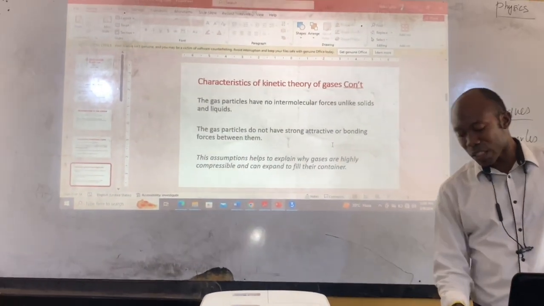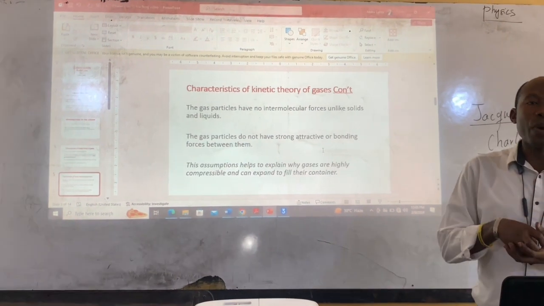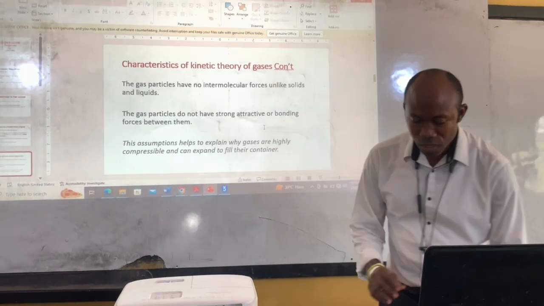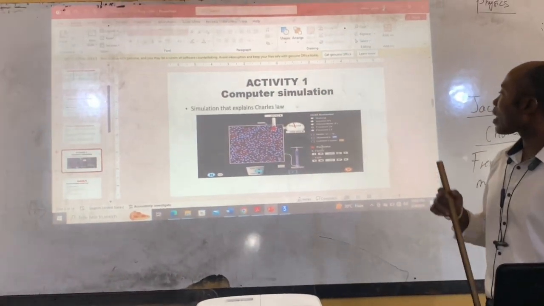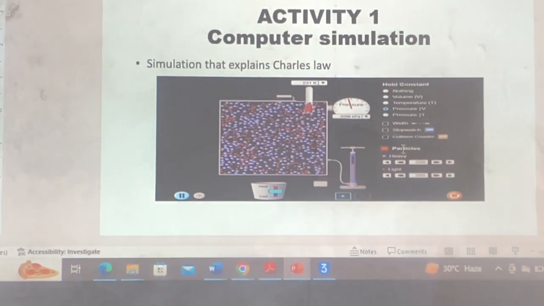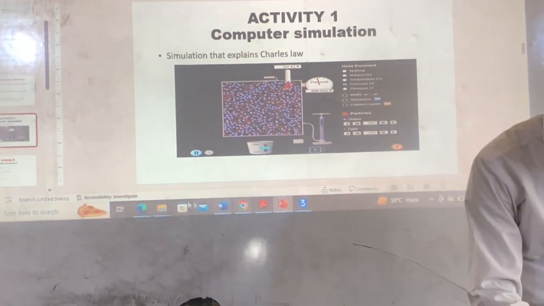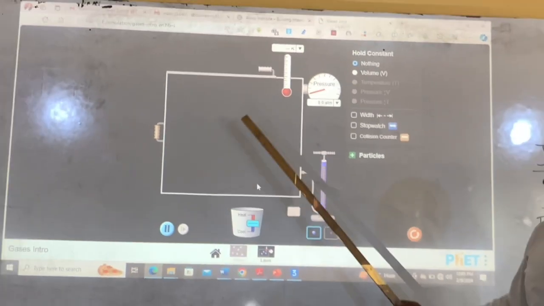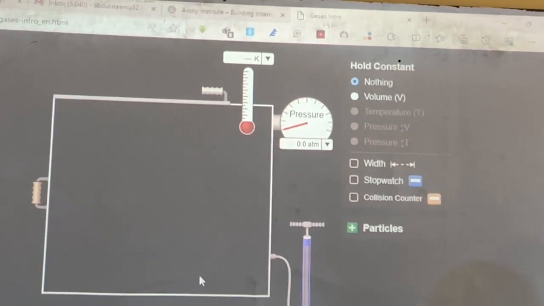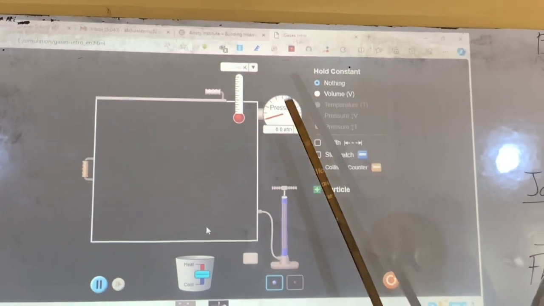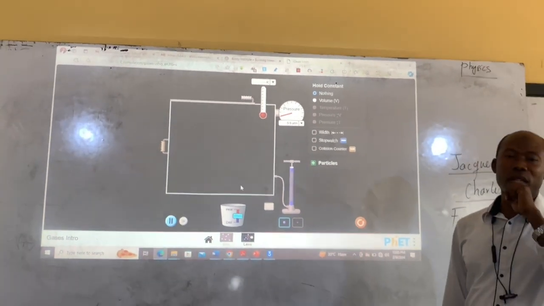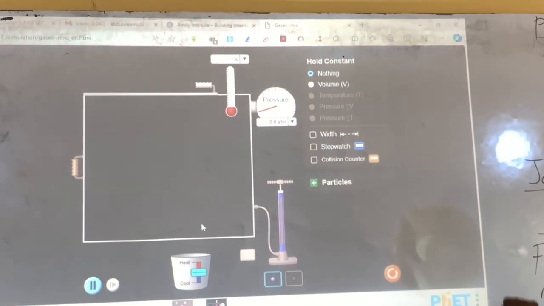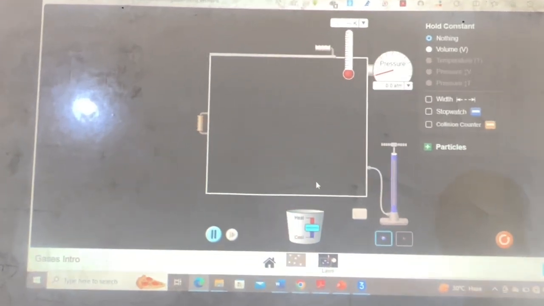So in a nutshell, the assumption is that it is used to explain how gases can be compressible. If gases can be compressible, we shall look at effects of temperature on a gas, effects of pressure on a gas, and effects of volume as well. Now, we are going to look at a simulation that explains this very accurately. This is a container, this is the temperature, this is the pressure, and of these 3 quantities, we shall hold one constant. So we are going to hold the pressure with respect to Charles and see what will happen to temperature and the volume of the gas.